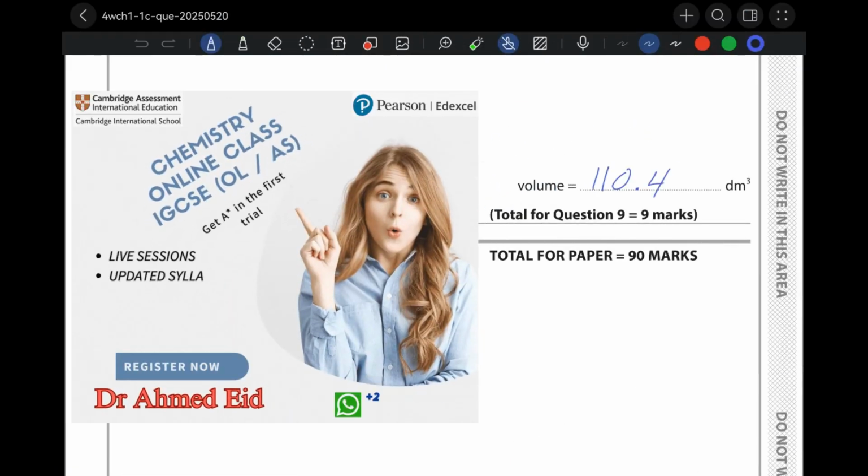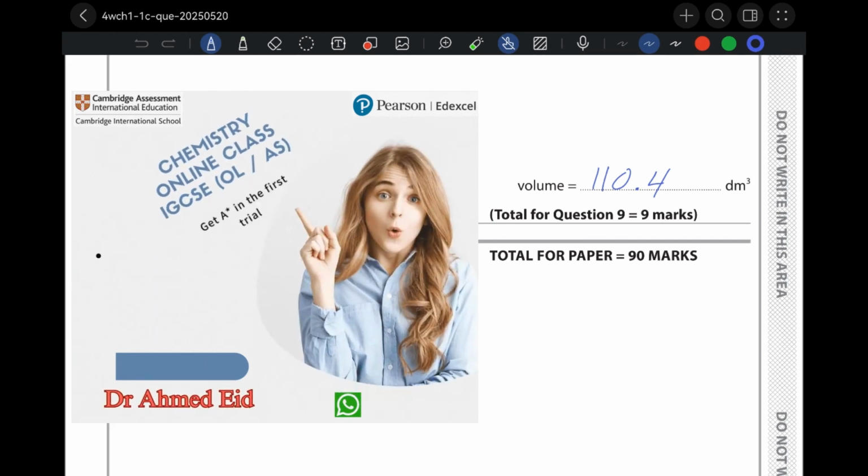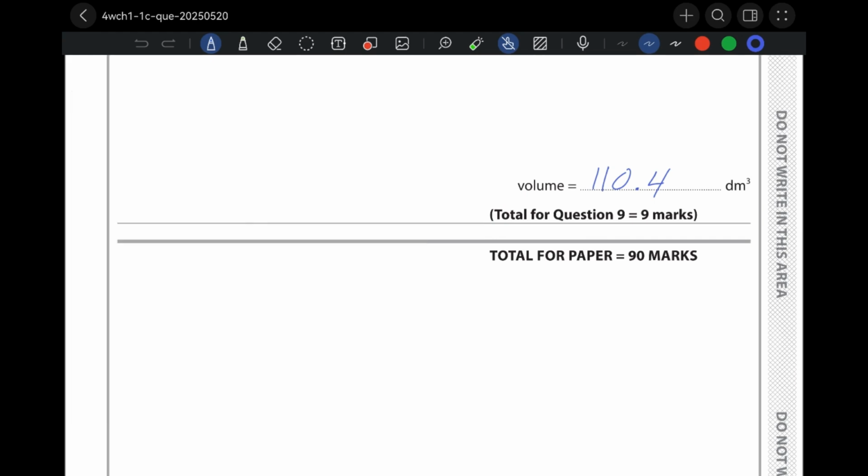And now we finished solving this exam. That concludes our detailed walkthrough of the Edexcel IGCSE Chemistry Unit 1 first modular exam. We hope this session has not only provided you with correct answers, but has also deepened your understanding of the essential chemical concepts. Remember, a strong understanding of these fundamental principles is the key to success in your studies.